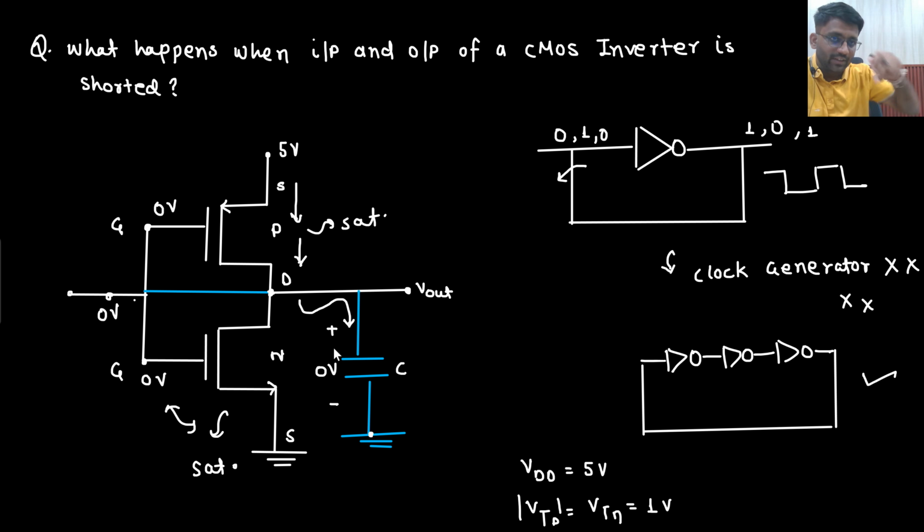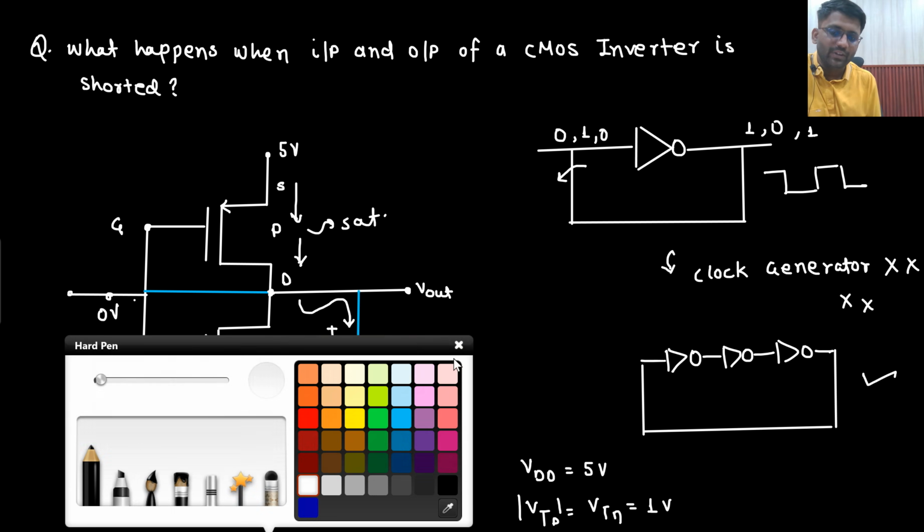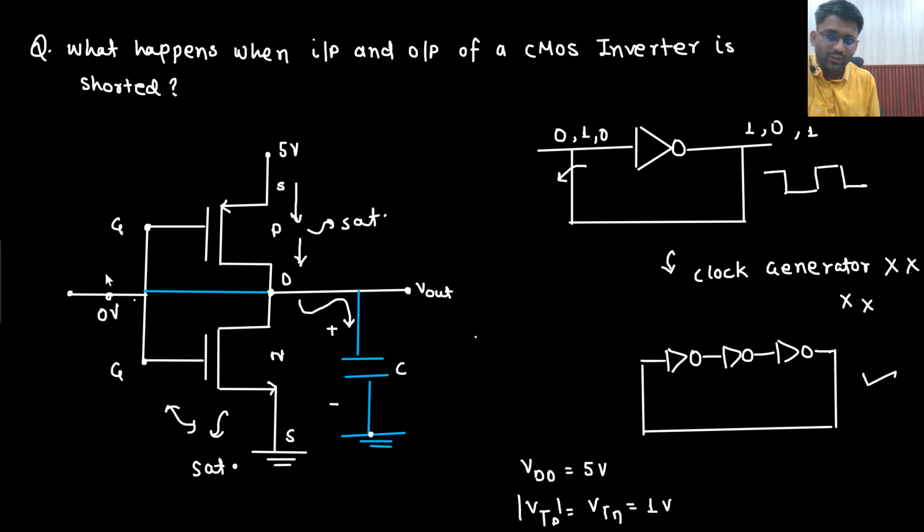Now because of this current, what will happen? Capacitor will start charging. Let's say the capacitor has charged to 0.1 volt now. Initially there was 0 volt, 0 volt reached here, this turned on, this is turned off, then current started flowing and the capacitor has charged to 0.1 volt. Now this 0.1 volt will again reach here because of the direct connection, and it will reach here as well.